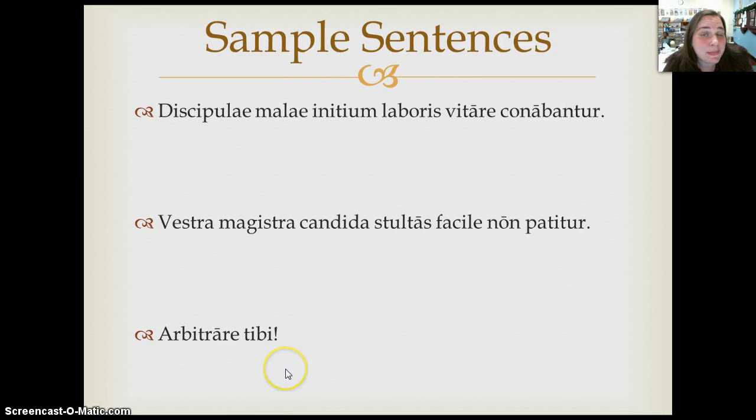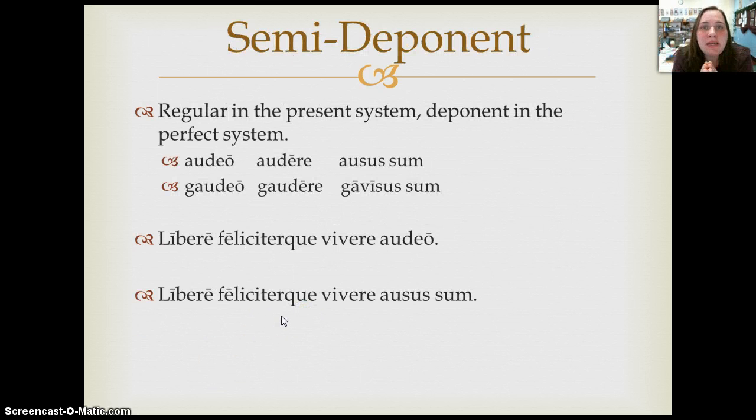Okay, so we're going to have to skip along quite quickly. I would like for you guys to write down these sentences. We will go over them tomorrow in class and attempt to translate them, realizing that the deponent verbs are going to translate actively. Okay, so semi-deponent verbs.